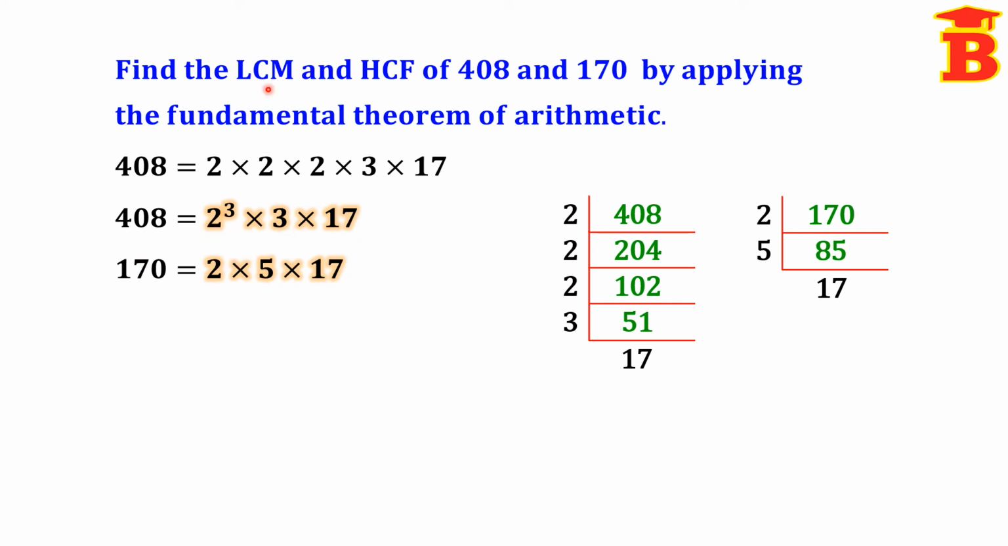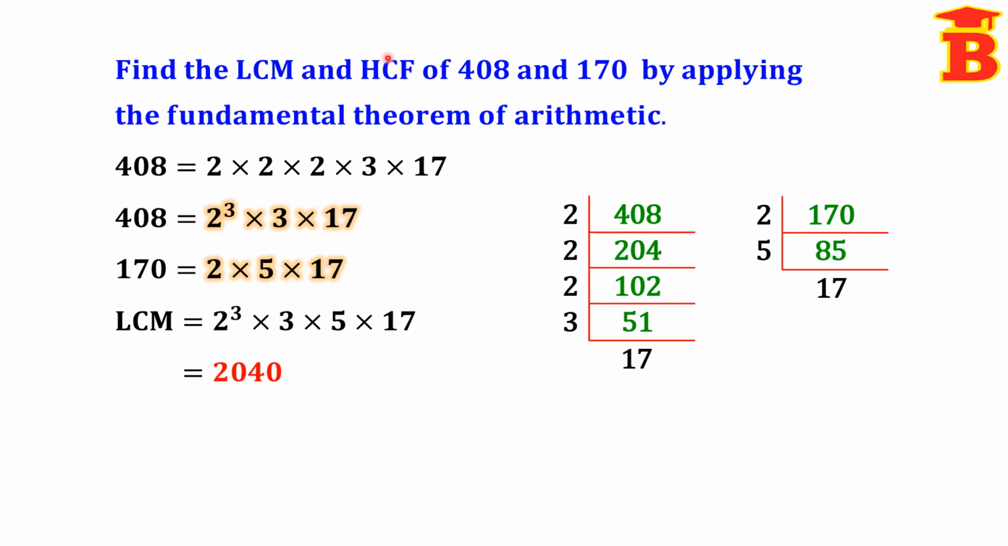We have to find LCM and HCF. We know that for LCM we have to write the common and also all other numbers. So in the common number, we have to take the highest power, that is 2 cube, and write all other numbers, that is 3 into 5 into 17. 17 is common, so write 17 one time only. Now multiply this and write the answer. So multiplying this we get 2040. Therefore LCM is 2040.